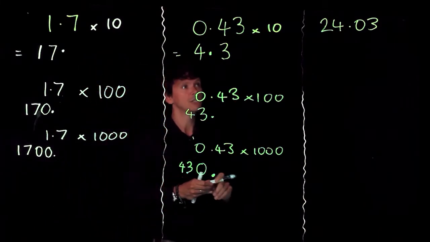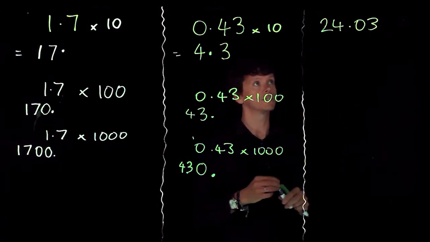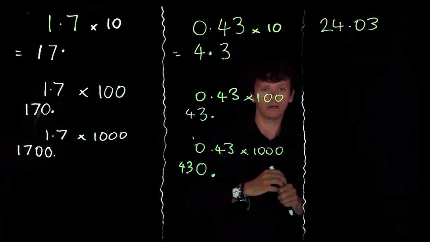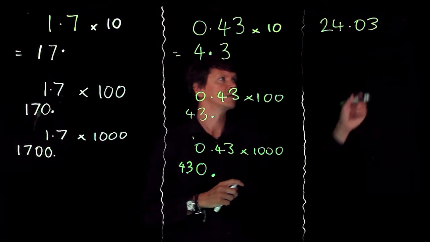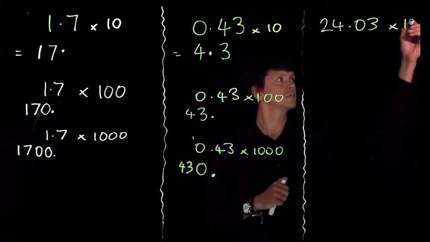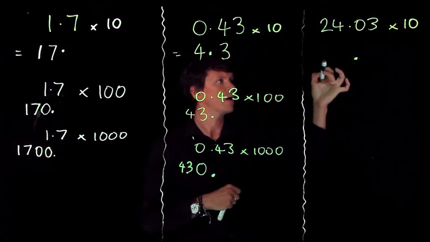The final example is to have a look at a number which has 2 digits in front of the decimal point and 2 digits afterwards. So we're using both of these scenarios, putting them together in one slightly more complex example. But not really, it's exactly the same. 24.03 times 10. Okay, let's think about that too.